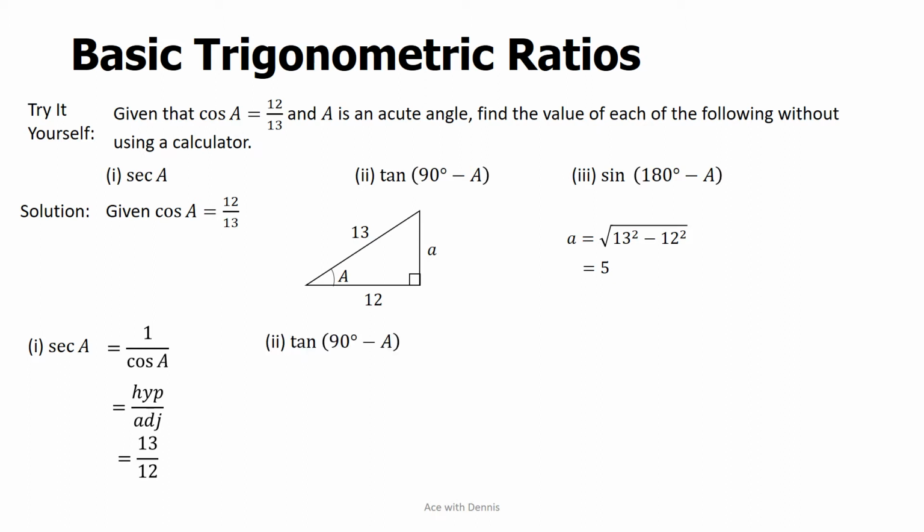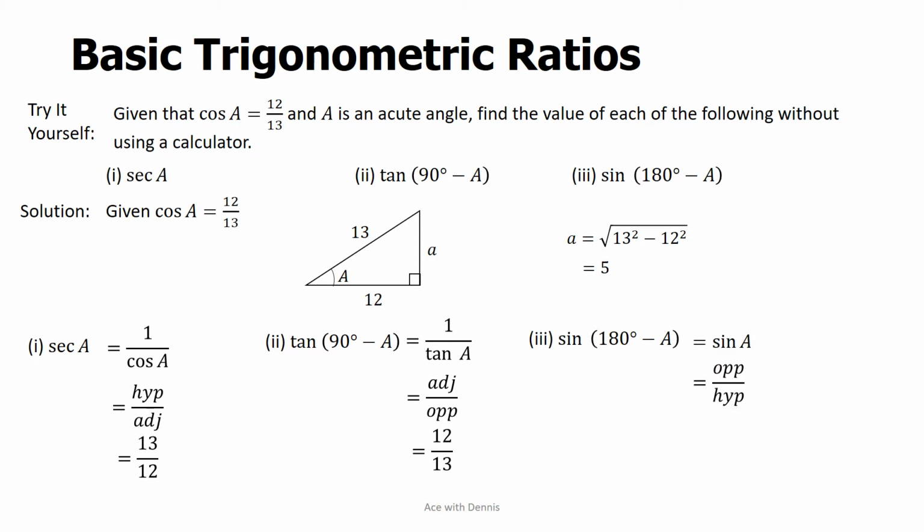2. Tangent of 90 degrees minus A equals 1 over tangent A. So the ratio is adjacent over opposite, and the value is 12 over 5. 3. Sine of 180 degrees minus A equals sine A. So SOH, opposite over hypotenuse, it will be 5 over 13. So do you get all the answers correctly?